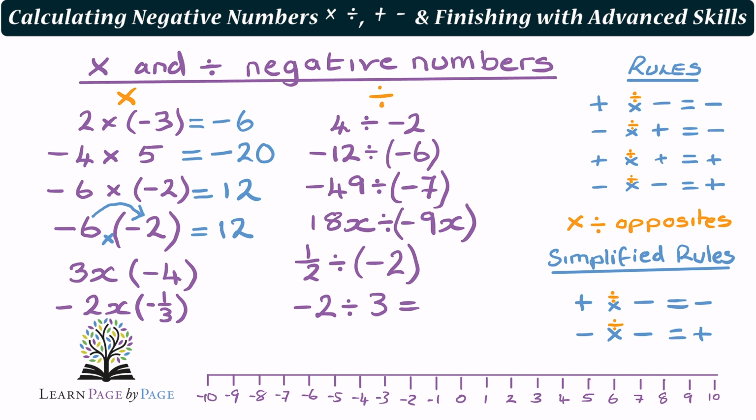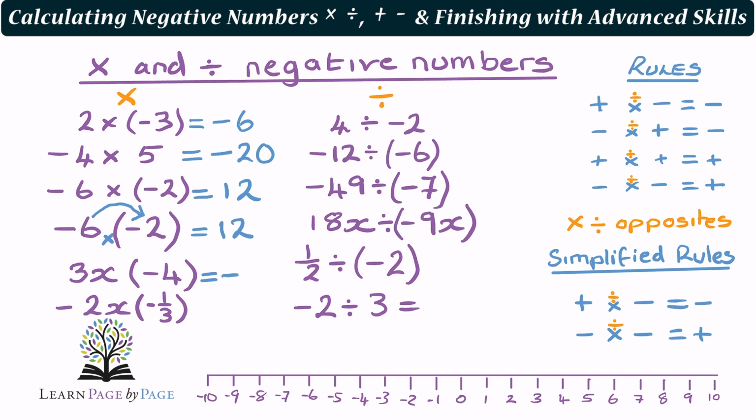We have the same example here with 3x. Nothing there, so we know there's an invisible multiplication sign and a negative 4 inside the bracket. This is a positive 3x, so if we do our sign first, positive multiplied by a negative, the signs are different, that gives you a negative.